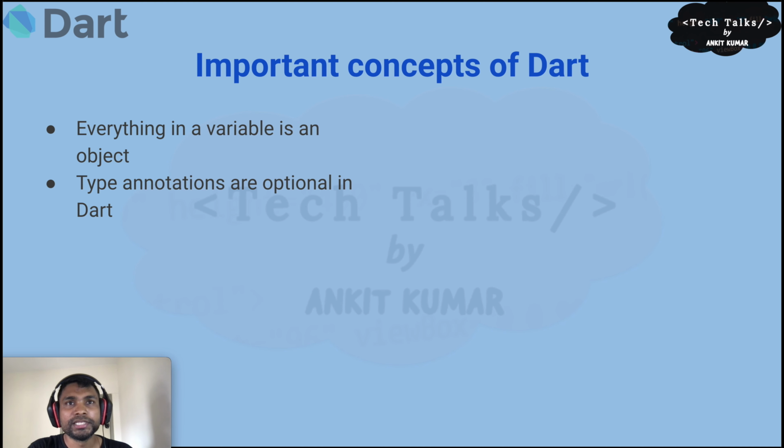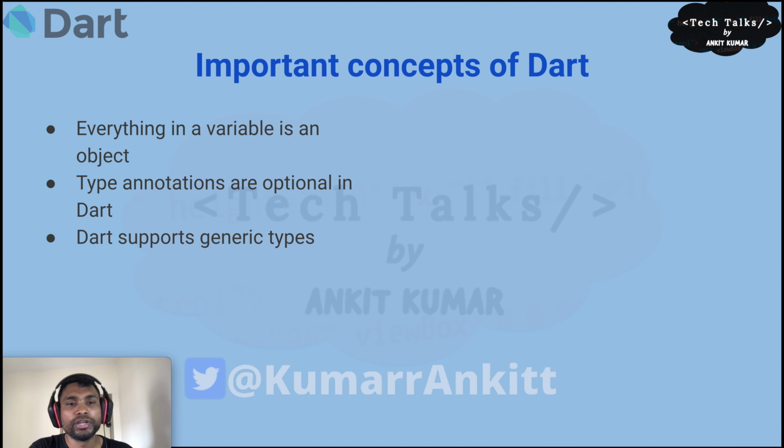When you want to explicitly say that no type is expected, you can mention the special type dynamic. Dart supports generic types. For example, if you want to define a list of integers, you have to write List of int, or else you can define a List of dynamic, a list of any objects. It can contain any object in the list.